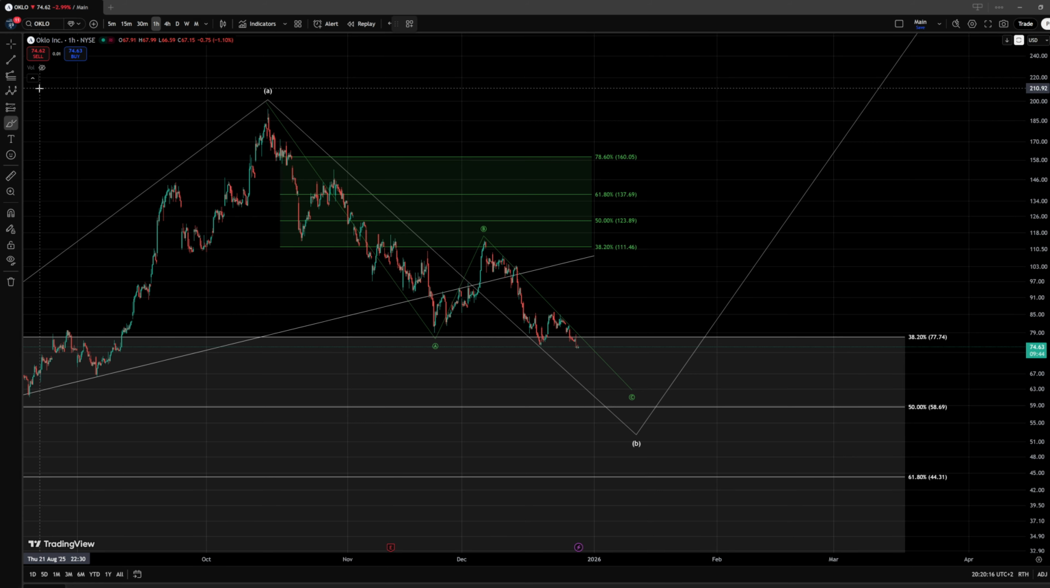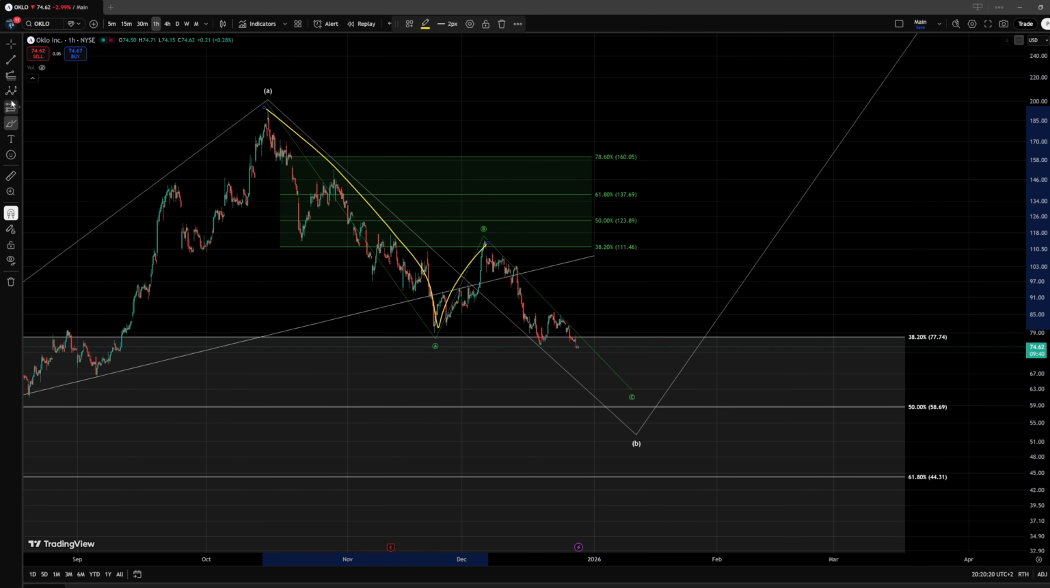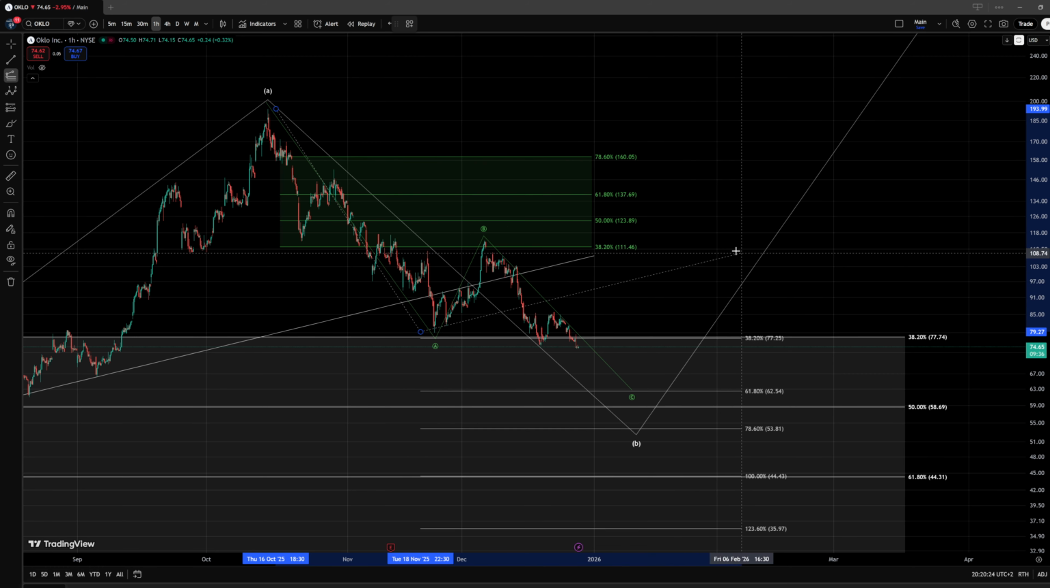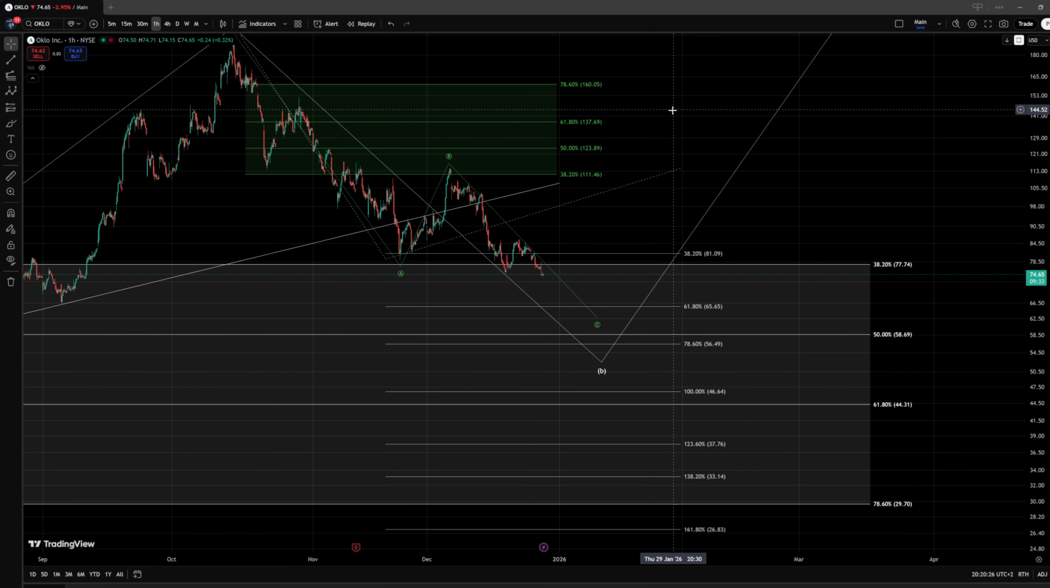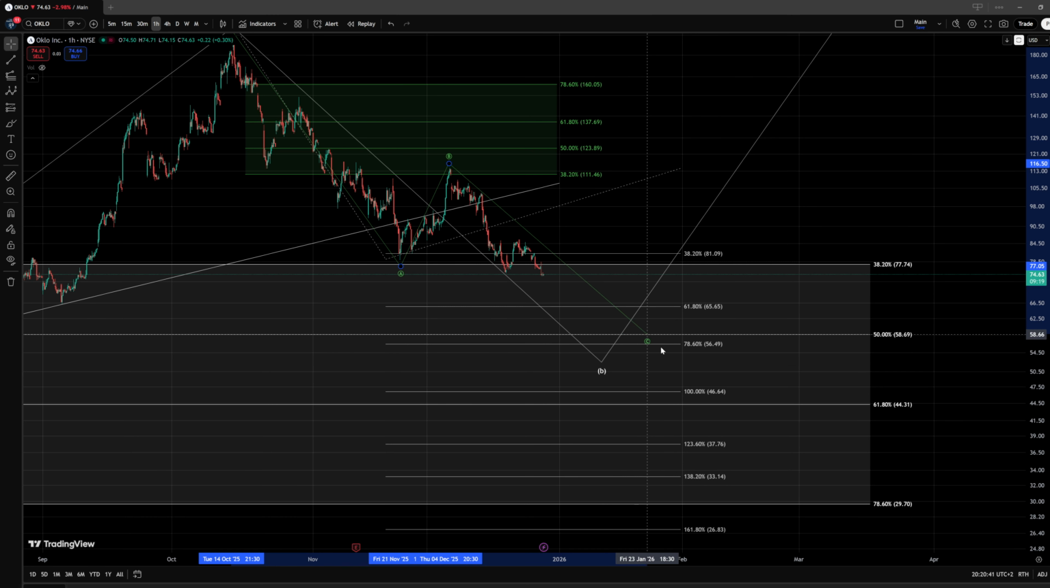Now, since we already have the wave A and the wave B, we can start looking for an ideal target for the larger wave C in the green scenario, and that would be the 100% extension of the wave A, which is around the $46.6 level. Although I want to make it very clear, again, this is an ideal target, yeah? We don't need to get there and we don't need to stop there, but it is a level that the wave C is generally drawn towards.